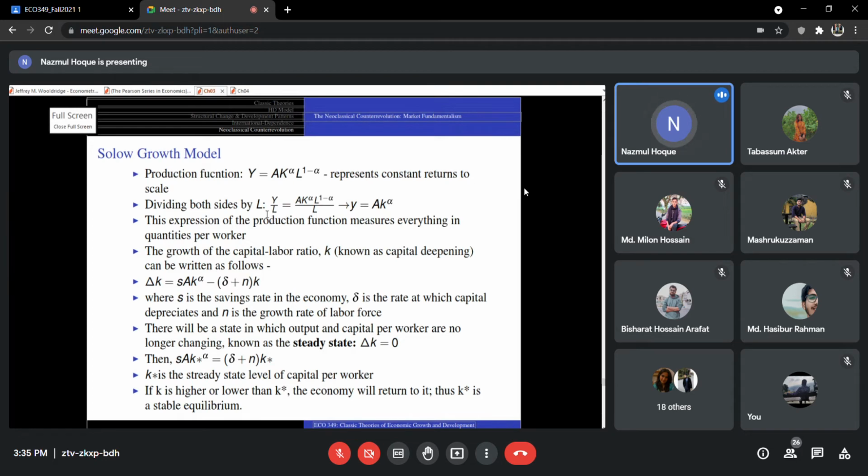Basically we are expressing everything here in terms of per worker, and if you remember the formula for capital accumulation, through some mathematical derivation, this is the formula that we come up with for accumulation of capital per person. Here you see this part represents the savings rate the economy is experiencing. This s is the savings rate, and this is the production function, output per person. So savings rate times the output per person is going to be your savings per person, minus delta is the depreciation rate, and n is the growth rate of population.